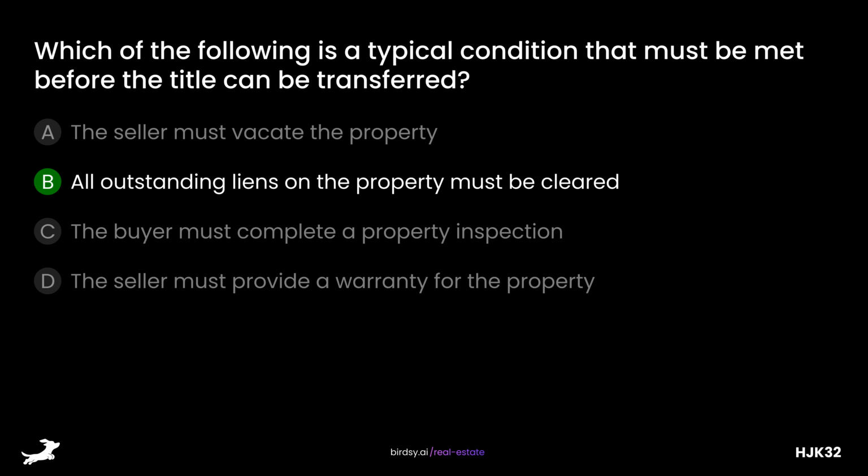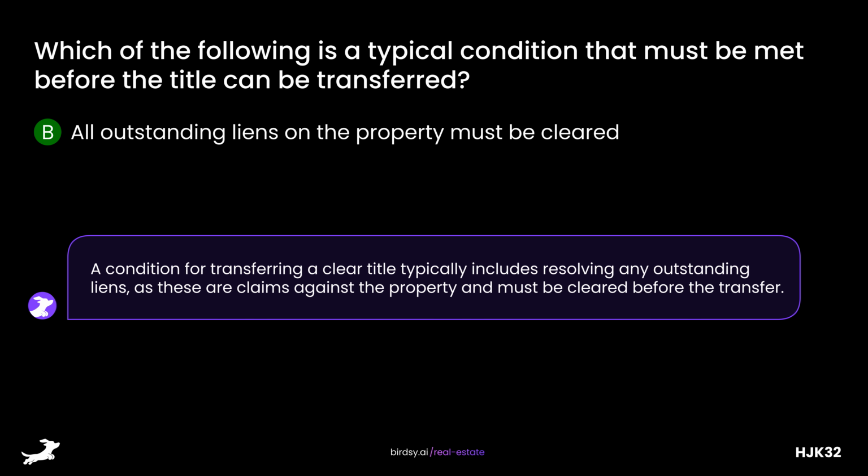The answer is B, all outstanding liens on the property must be cleared. A condition for transferring a clear title typically includes resolving any outstanding liens, as these are claims against the property and must be cleared before the transfer.